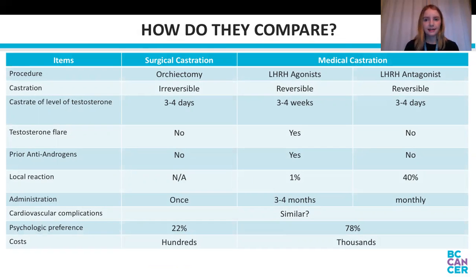Now, looking at the antagonist, this decreases the level of testosterone in the body within about 3 to 4 days. So it's a little bit quicker than the agonist, as we're not waiting for the brain to be overstimulated. It's just that direct blocking effect. And there is no testosterone flare or usually no need for prior anti-androgens. About 40% of individuals will have that site reaction. Again, that's some swelling, redness, or rash at the injection site. So it is quite a bit more common for something like Firmagon for that to happen. And these injections are typically given once a month.